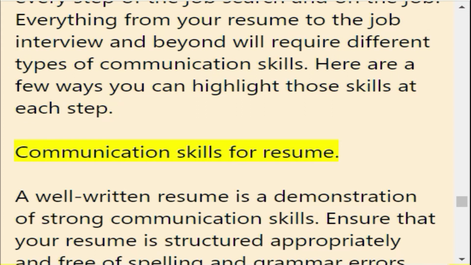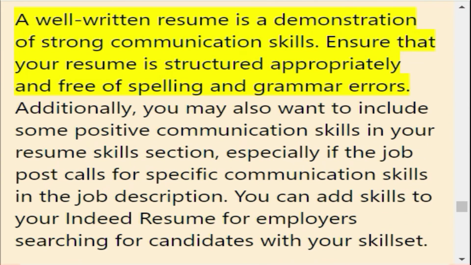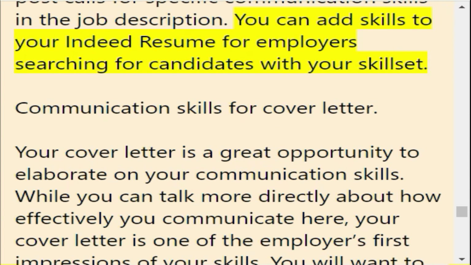Communication skills for resume. A well-written resume is a demonstration of strong communication skills. Ensure that your resume is structured appropriately and free of spelling and grammar errors. Additionally, you may also want to include some positive communication skills in your resume skills section, especially if the job post calls for specific communication skills in the job description. You can add skills to your Indeed resume for employers searching for candidates with your skill set.